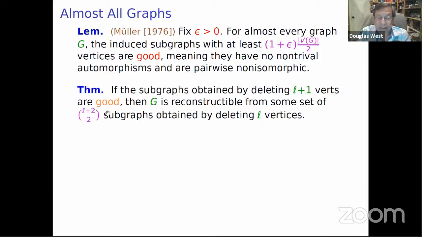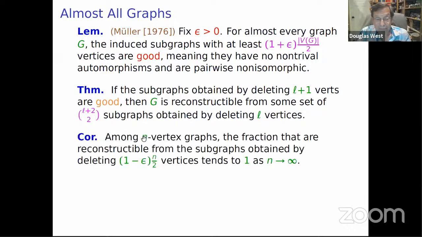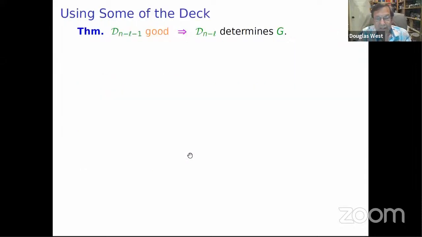And in fact, there will be many such sets of L plus 2 choose 2 subgraphs. What this means is that, among n vertex graphs, the fraction that are reconstructible from the subgraphs obtained by deleting 1 minus epsilon times n over 2 vertices will tend to 1 as n tends to infinity. So, in concise language, here's the statement of our theorem: if the n minus L minus 1 deck is good, then the n minus L deck will determine G.